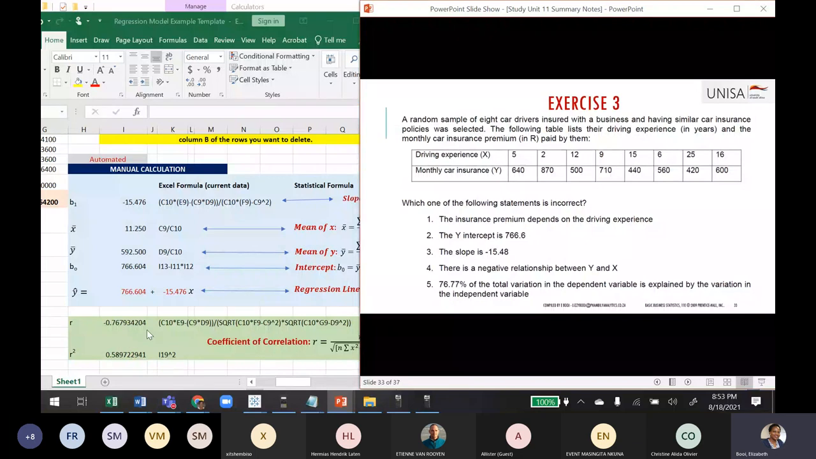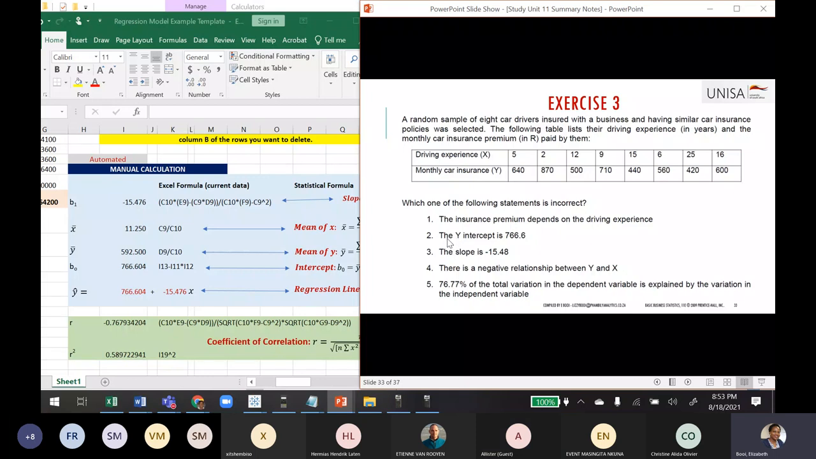I just need the definitions. Okay, so which one of the following statements is incorrect? The insurance premium depends on the driving experience. So we know that when the values of... we're saying experience is related to your premium. That is what the statement is saying.